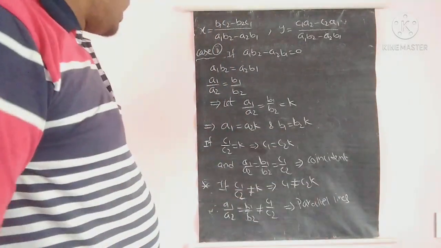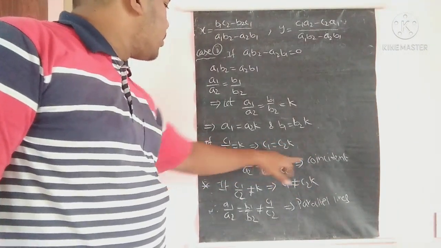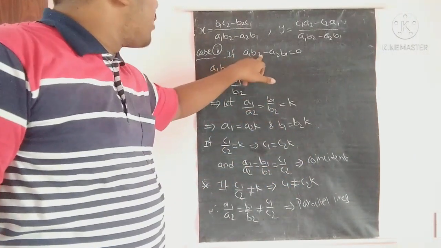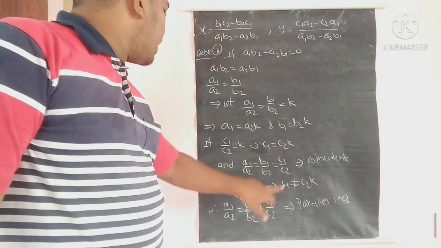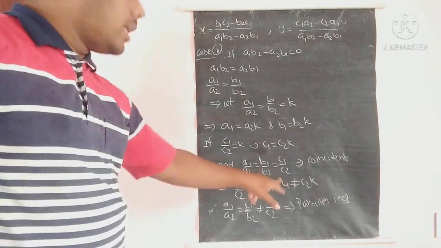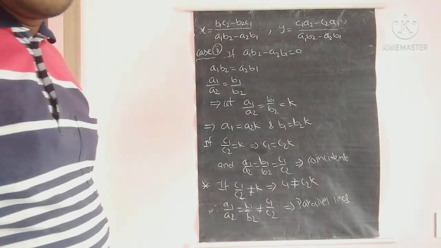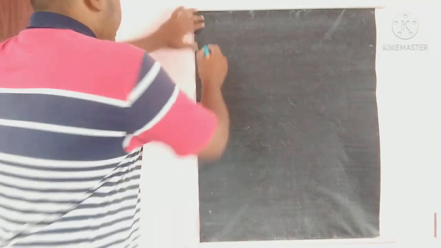So simply we can say if C1 is equal to C2K, then the lines will be coincident when A1 B2 minus A2 B1 value is equal to 0. In the same case, if C1 is not equal to C2K, or C1 by C2 is not equal to K, then the lines will represent parallel lines. So now briefly I will tell the cases again.